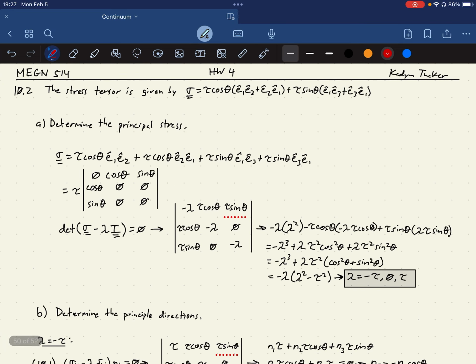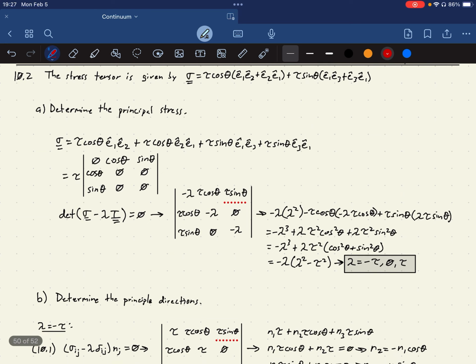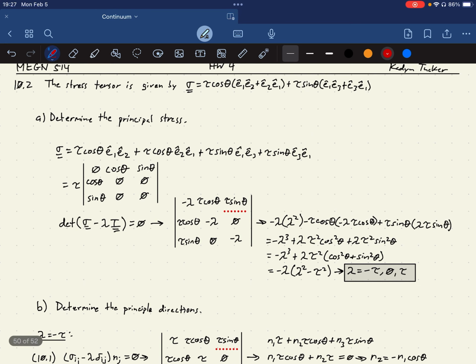10.2 is pretty much the same thing, just instead of a matrix that we're given initially, we're given a tensor equation for sigma here. So all I did was just expand out that equation that we were given, and you get this. And it's a little easier to see how to build a matrix out of it.